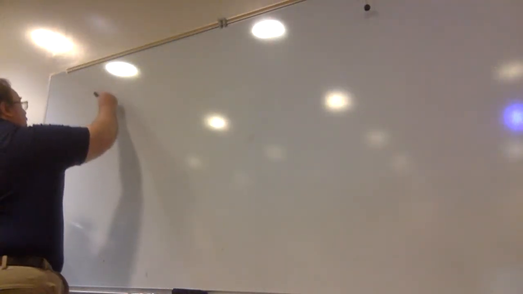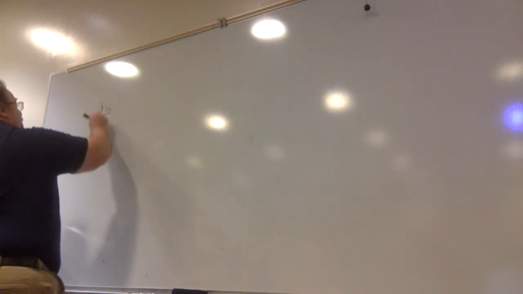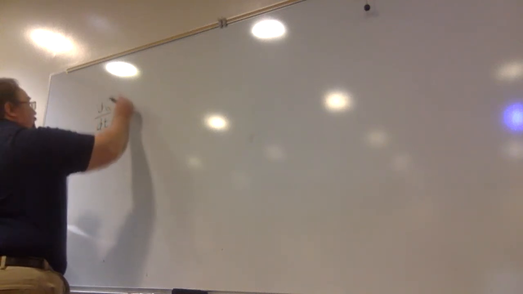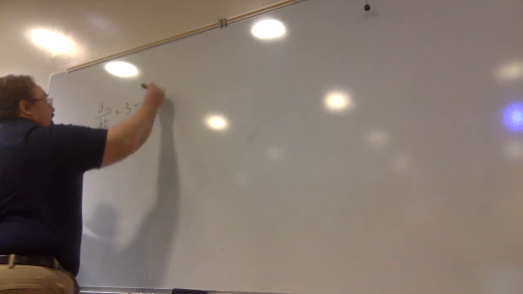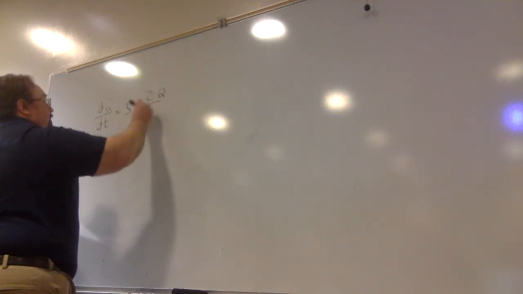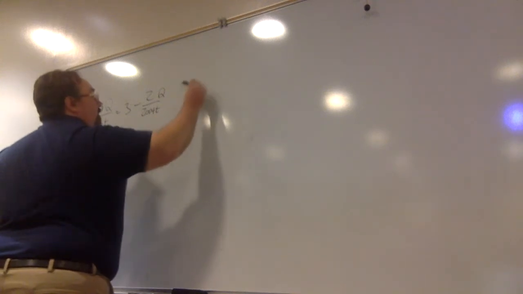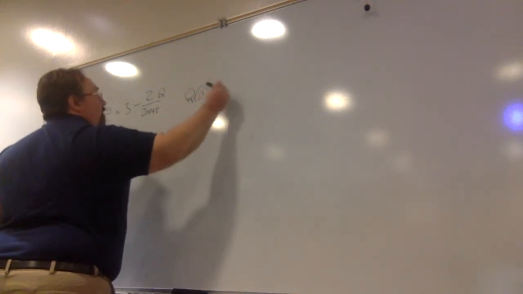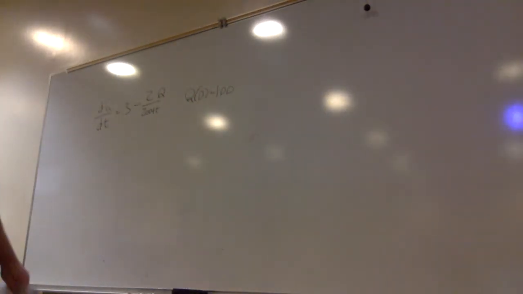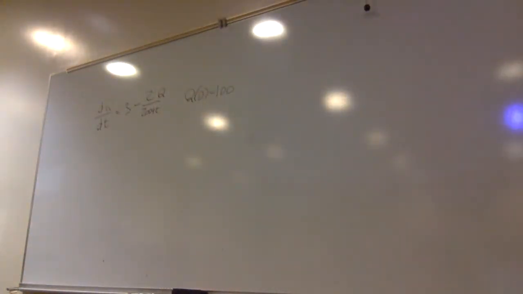So the overall initial value problem is dq/dt is equal to 3 minus 2 over 200 plus t times q, and q of 0, the initial condition, is equal to 100, because that's how much salt was in the mixture in the first place. So are there any questions about how this initial value problem is obtained before we talk about solving it?